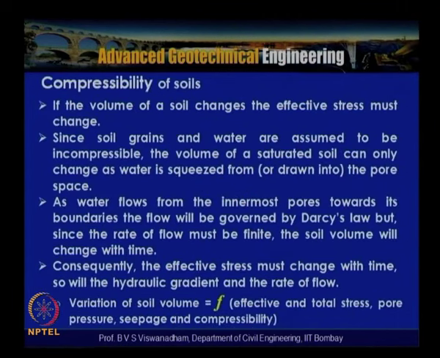Now let us look into this: if the volume of a soil changes, the effective stress must change. Since the soil grains and water are assumed to be incompressible, the volume of saturated soil can only change as the water is squeezed from or drawn into the pore space. As the water flows from the innermost pores towards its boundaries, flow will be governed by Darcy's law, but since the rate of flow must be finite, the soil volume will change with time. Consequently, the effective stress must change with time, and so will the hydraulic gradient and rate of flow.